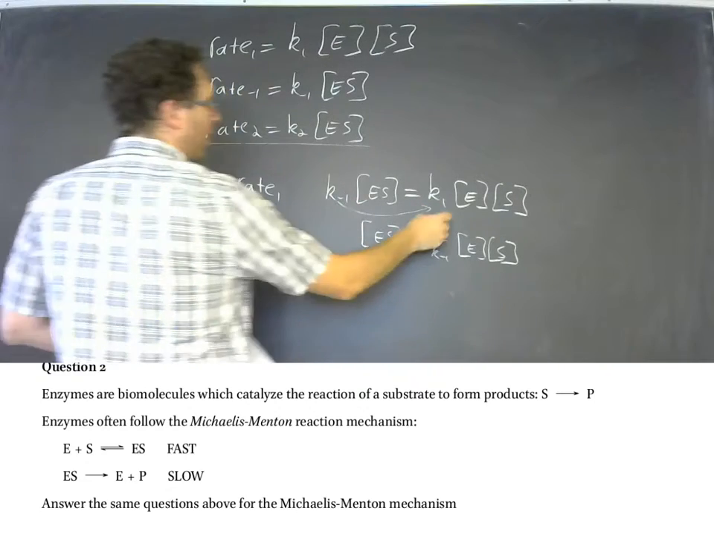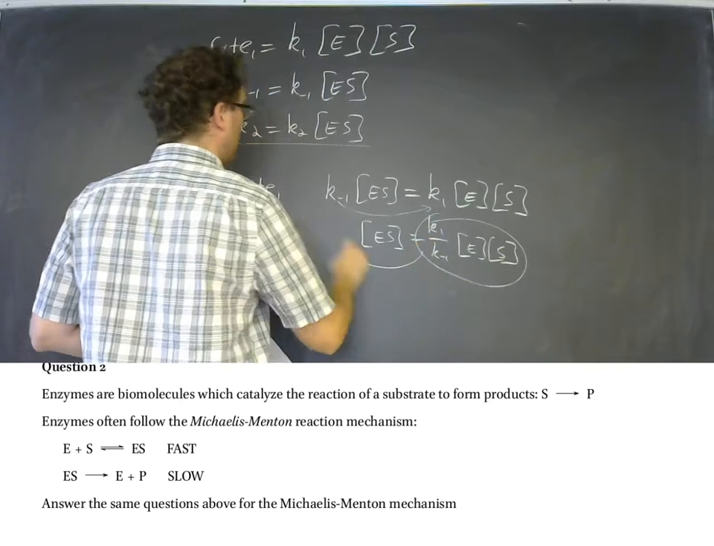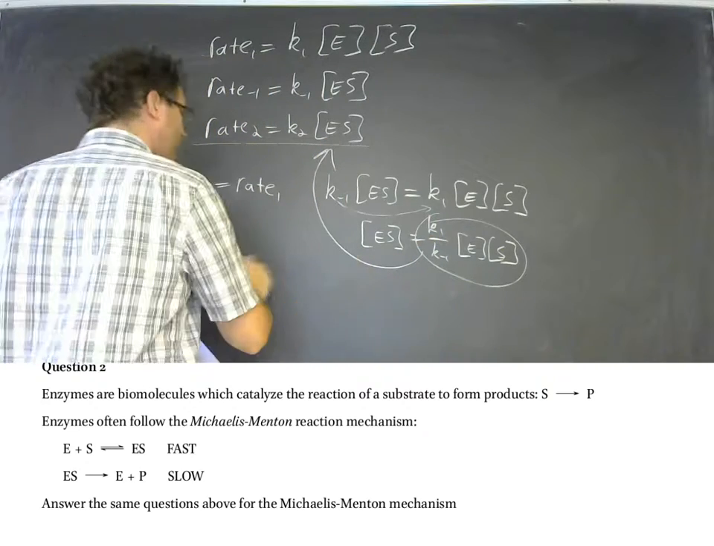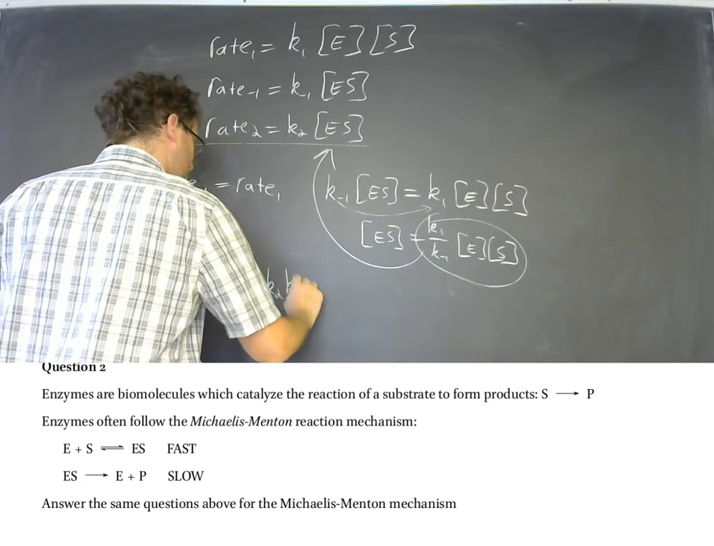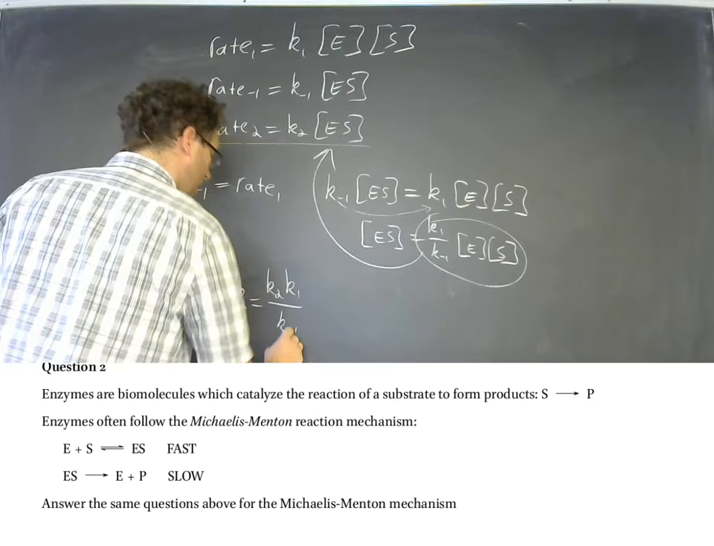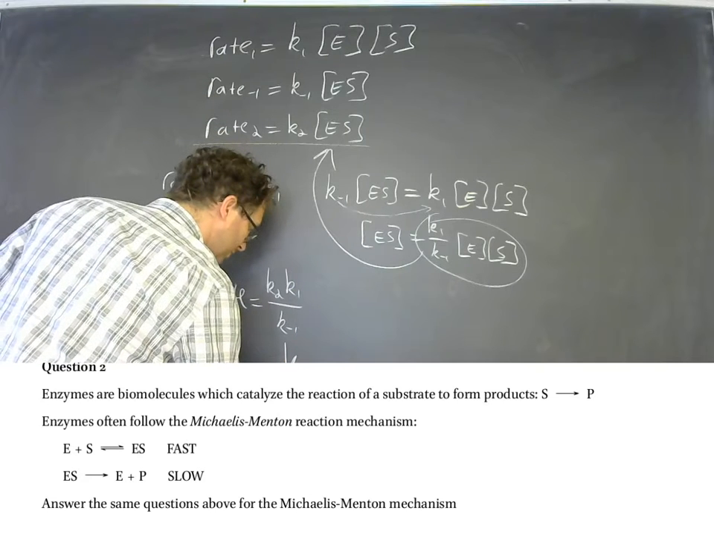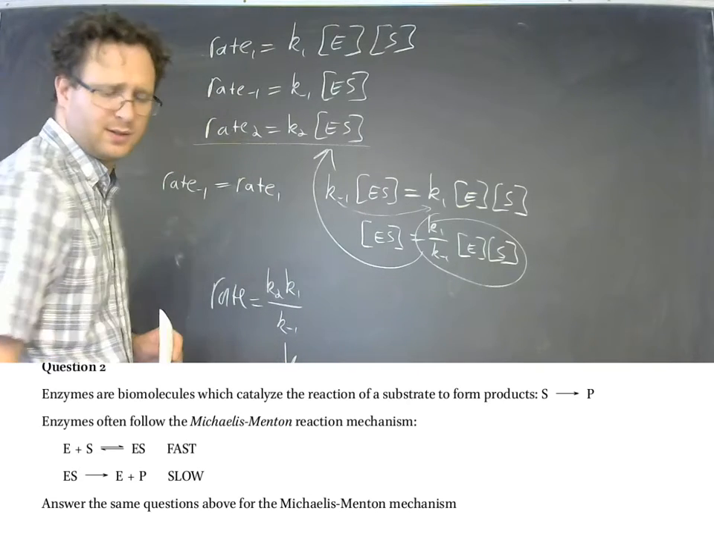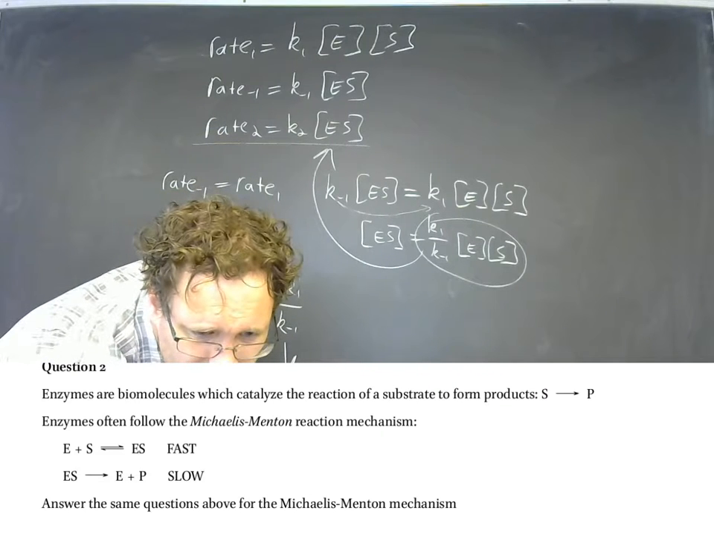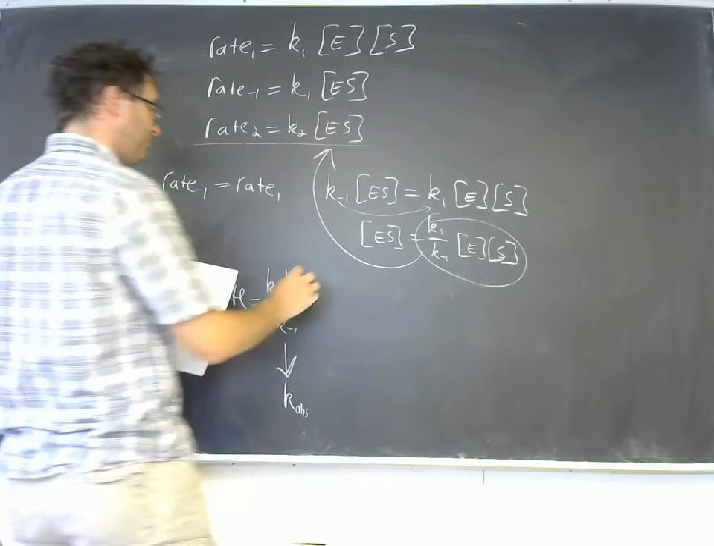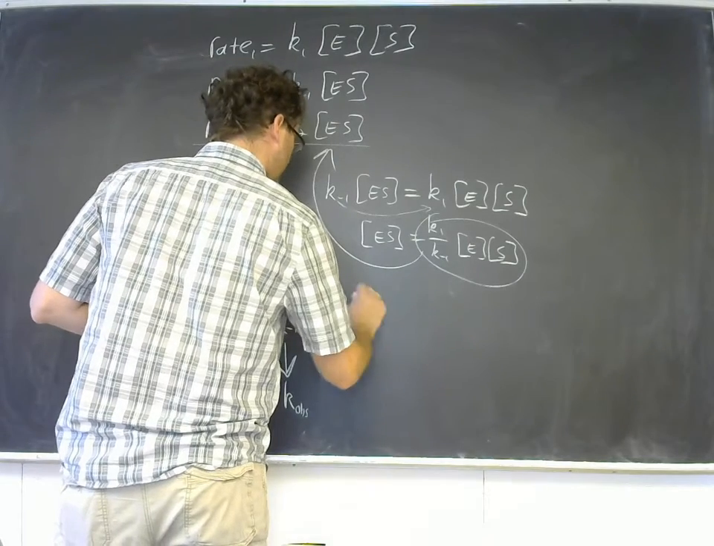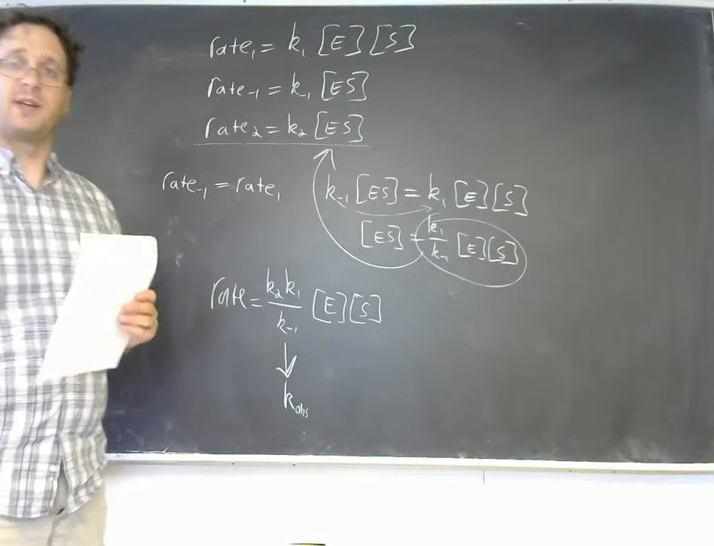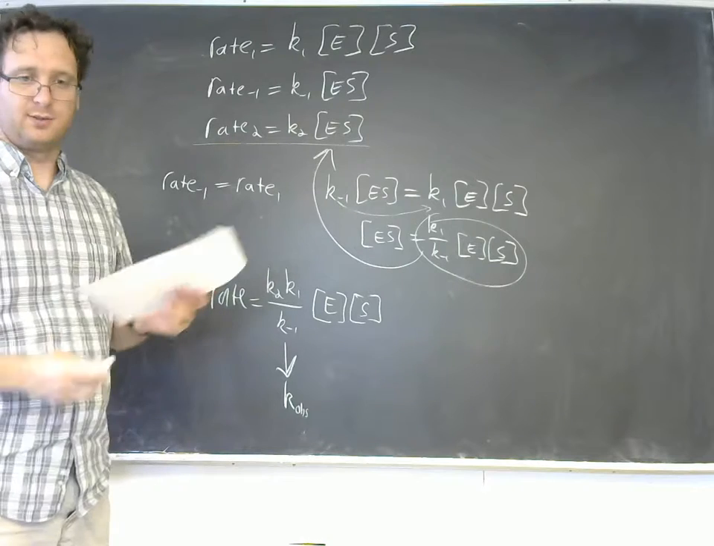And now we can put this quantity into our overall rate law. And we get that the overall rate is equal to k2 k1 over k-1. We'll call that the observed rate constant, and end up with rate equals k_obs [E][S]. So first order with respect to enzyme, first order with respect to substrate.